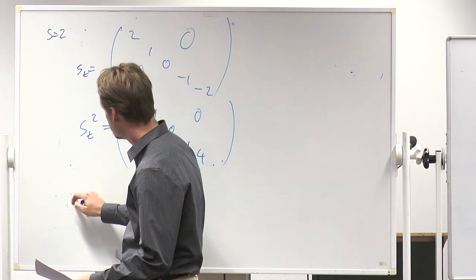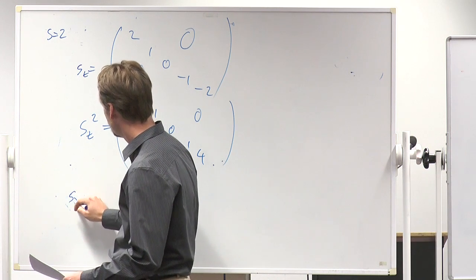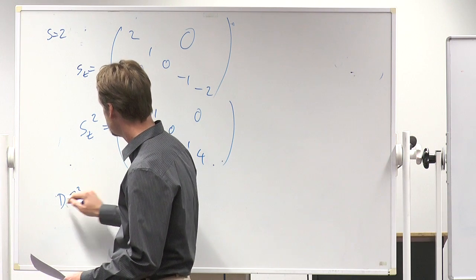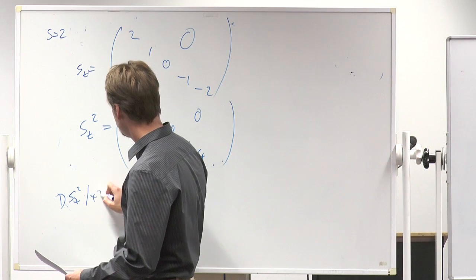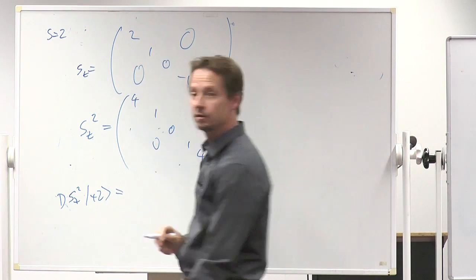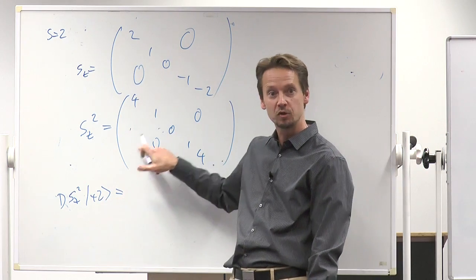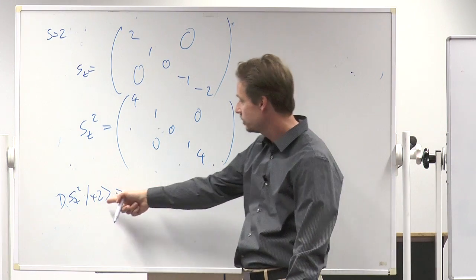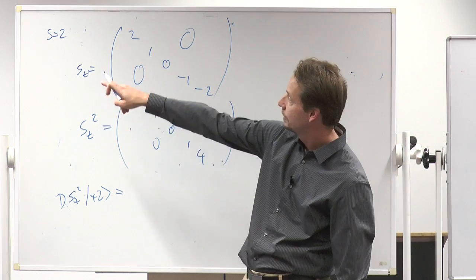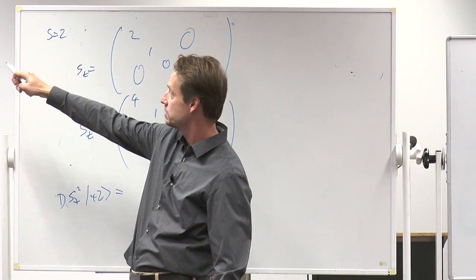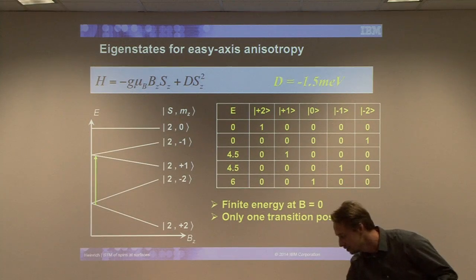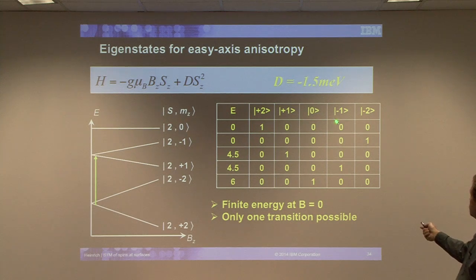Just for fun, what if we want to use this and we want to know what's the energy, D Sz squared, if I'm in the +2 state? I have to convert this to a vector because I'm using a matrix here. The vector that corresponds to the +2, that's written up here. That's the first line up here. That's 1, 0, 0, 0, 0.